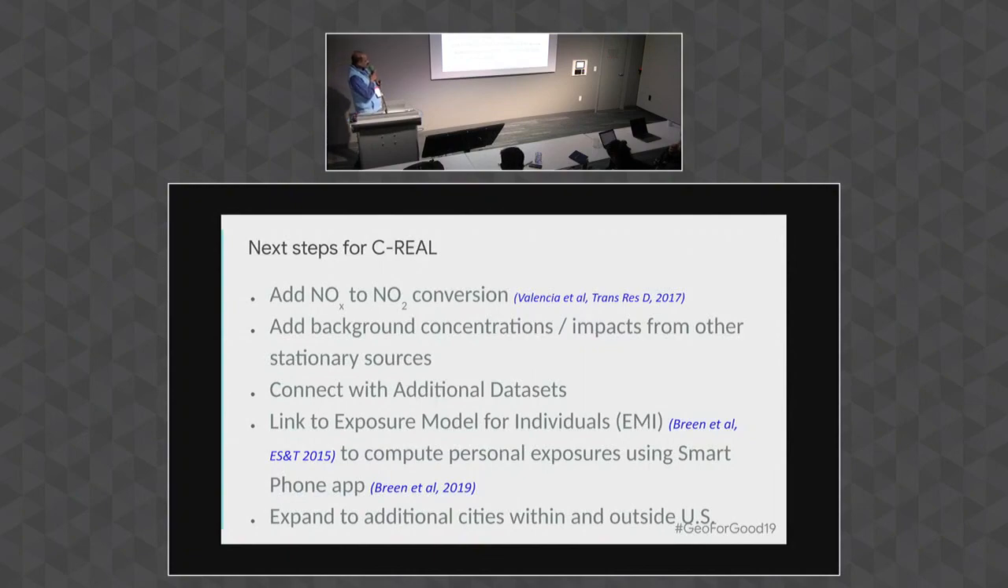The second-to-last bit I want to talk about is this linkage to exposure models for individuals. Based upon this live information coming from Waze and traffic pollution, we linked to an exposure model for individuals. We just published this paper yesterday to compute personal exposures using a smartphone app, where you bring in ambient pollution and ambient meteorology, and using that you look at personal characteristics of an individual and specific building characteristics, what may be happening in a specific building or home you may be in, and see how much of the outdoor air infiltrates into indoor and how much dose you get. And the last one is to expand to additional cities, both within and outside the US.